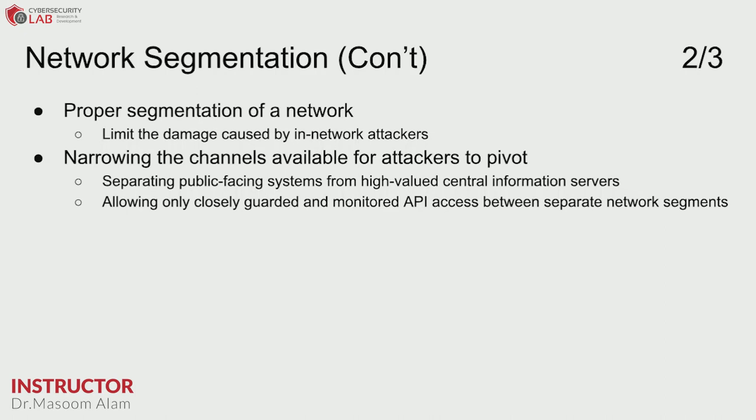For example, we have to provide physical VLANs, and other mechanisms that are used in network segmentation. The purpose is to narrow the channel which is available to attackers for pivoting. What attackers do is find the low-hanging fruit in the network. They find any machine which is less secure and then they pivot around. From one machine they go to another machine, using a mechanism like pass the hash, and from that machine they move around.